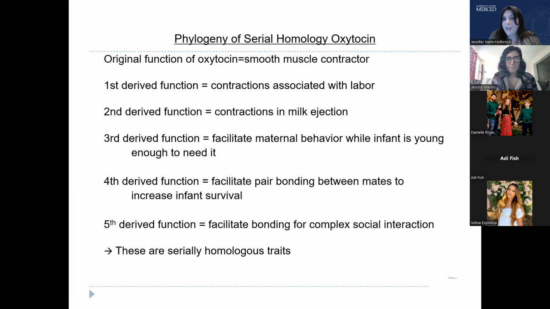Then we got mammals about 1 million years ago. We needed even more immature babies as brains got bigger. And so with the introduction of lactation, oxytocin, still a smooth muscle contractor, is now helping with milk ejection. So now it's labor and milk ejection. Still no social functions, right? Then because oxytocin increases during labor and during lactation, it's a very convenient proximal mediator of maternal behavior.